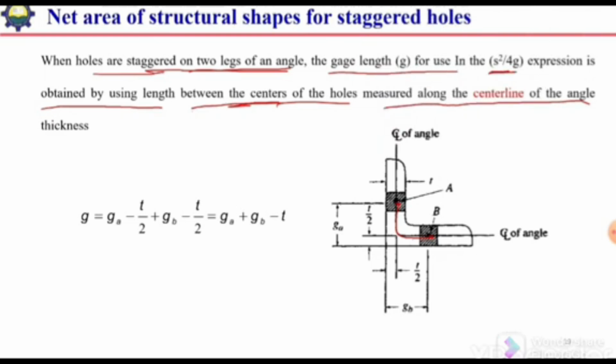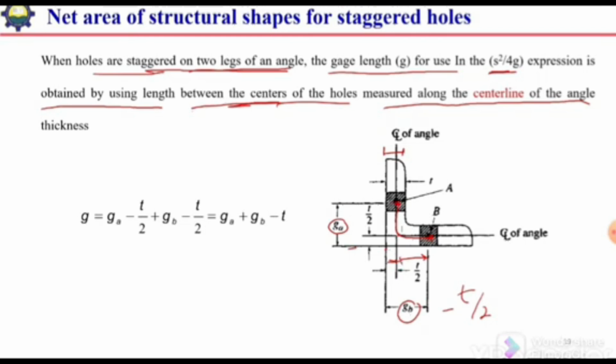If we measure the length from here to here, if the length from the center of the hole up to this edge is the gauge length GA, similarly the distance from the center of this hole up to this corner is the gauge length GB. So the distance from here up to here will be GB minus half of the thickness of this leg. So GB minus T by 2 will be the distance from the center of this hole up to this center line.